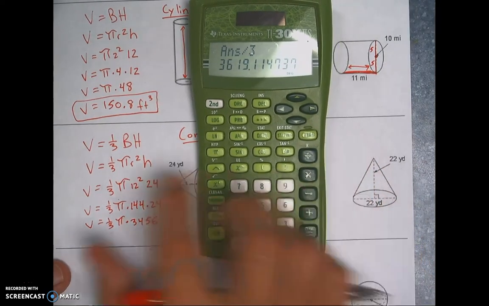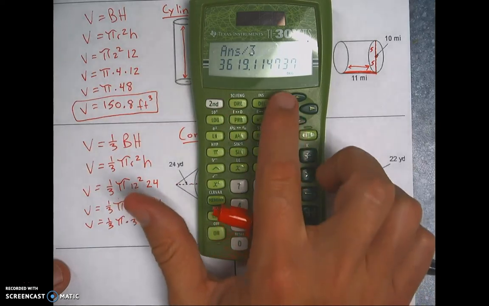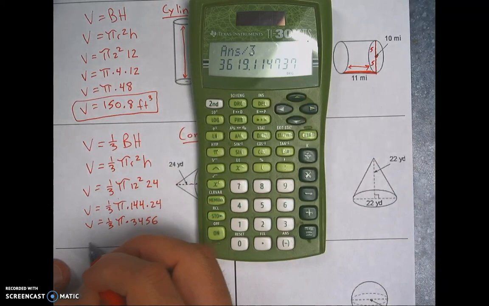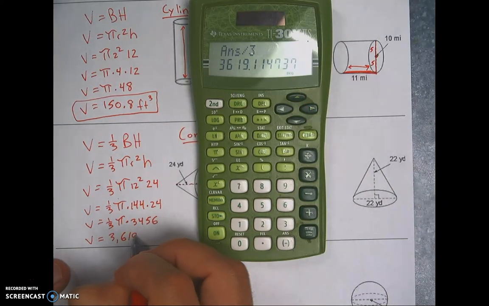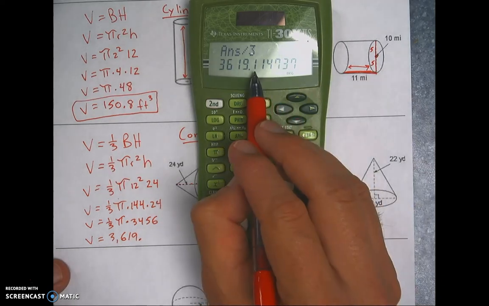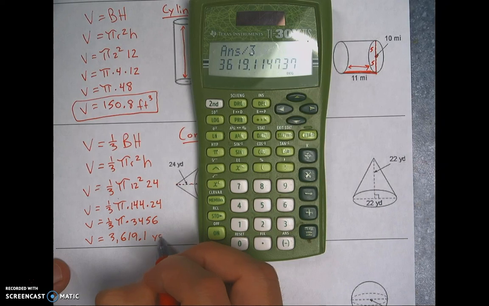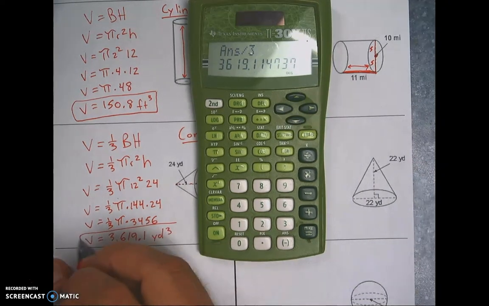So the last step is the only thing that's different between the cone and the cylinder. You're going to do pi times the radius squared times the height, and then at the very end divide by 3. So volume is 3,619 point. We're going to leave it as 1. And this is yards to the third power.